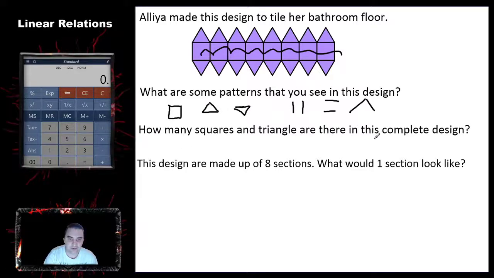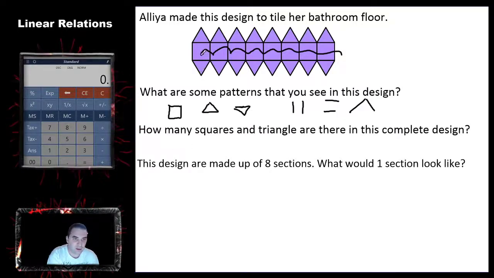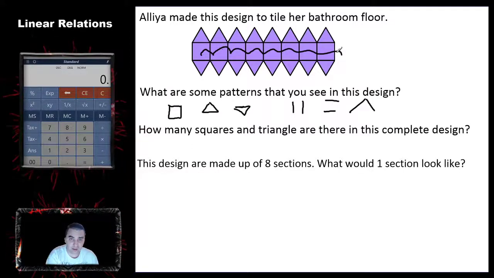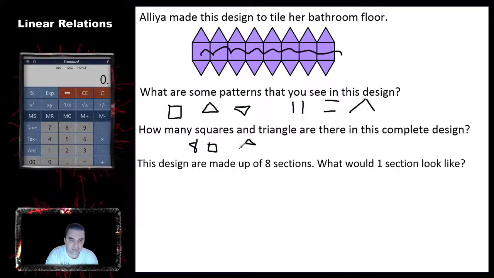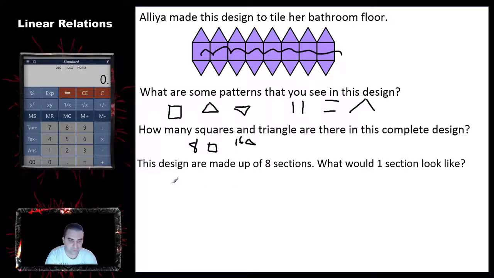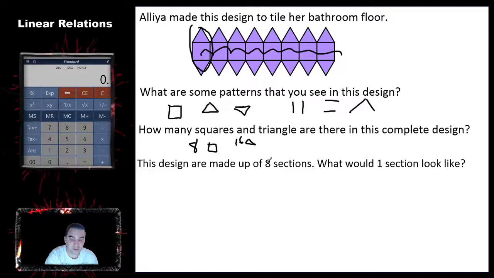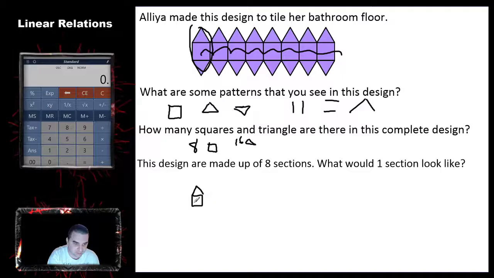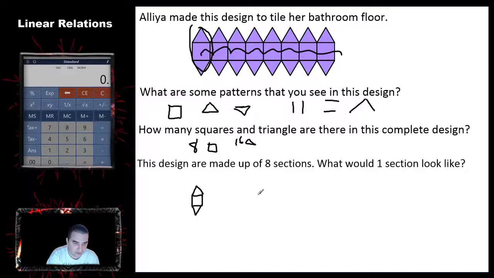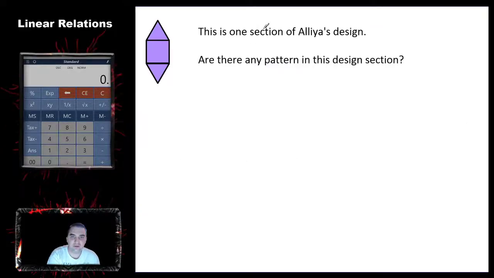How many squares and triangles are there in this completed design? In total, there are 8 squares and 16 triangles. I'm going to include both upwards and downwards. The design is made up of 8 sections, so we're calling one of these a section. So one section would look basically just like that. All right, so this is one section.